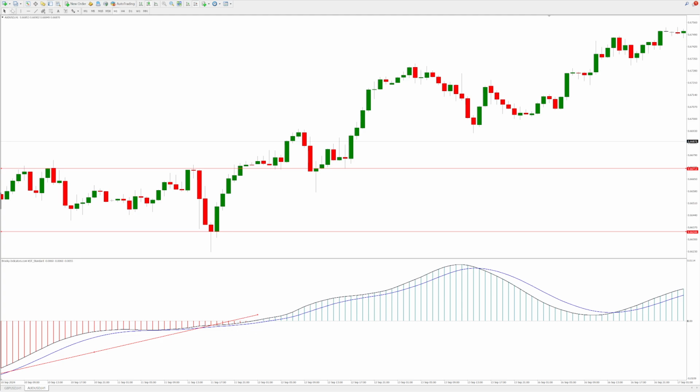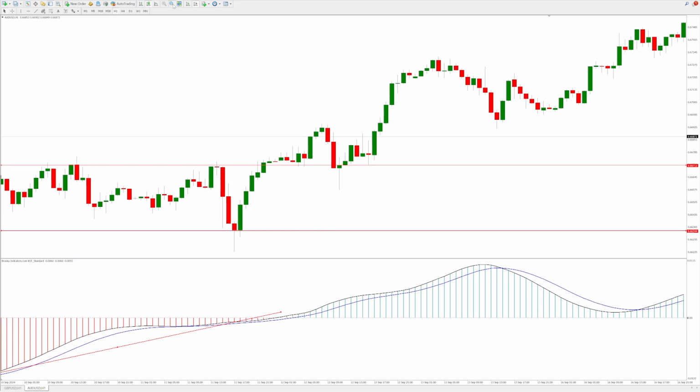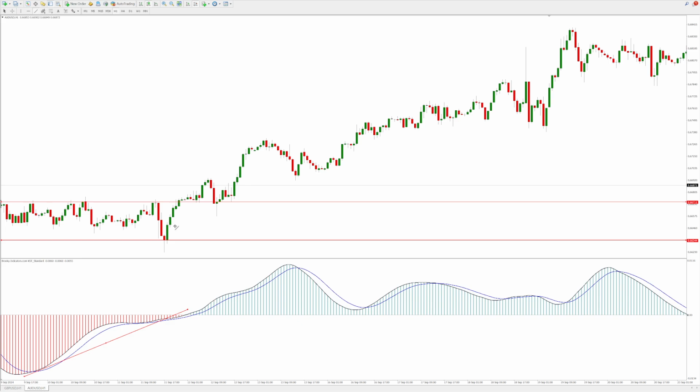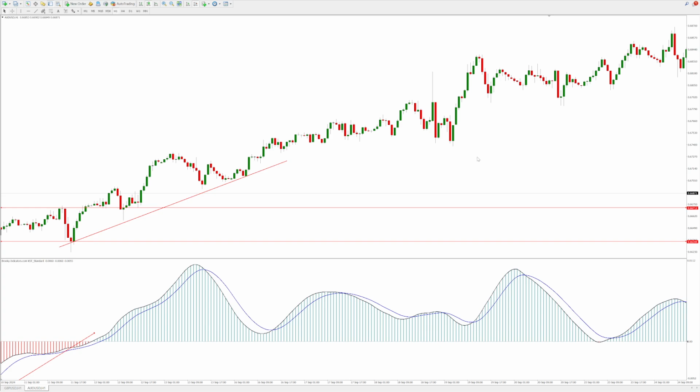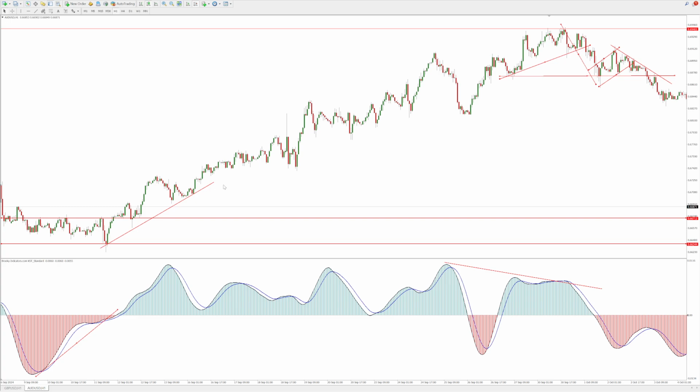You could, if you want, enter on the cross of the 0 line or the cross of the blue line. It's just that, you know, it's much better to wait, in my opinion, for the trend to start forming. We have plenty of opportunities on the way up here. You can see in this trend we could have, you know, got in on this cross of the oscillator here. You know, this one.